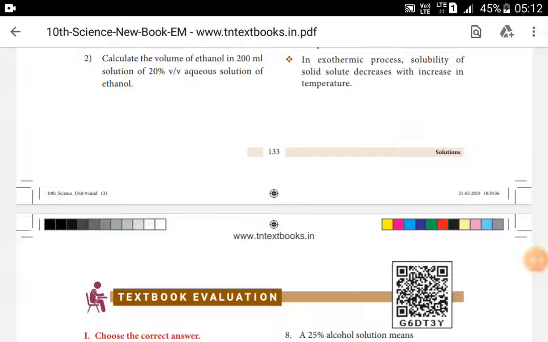Yes, my dear students of 10th standard, nowadays we are revising about types of chemical reactions, Unit 10. Unit 10, types of chemical reaction. Already we have discussed up to decomposition reaction. Now we are going to discuss about single displacement reaction.